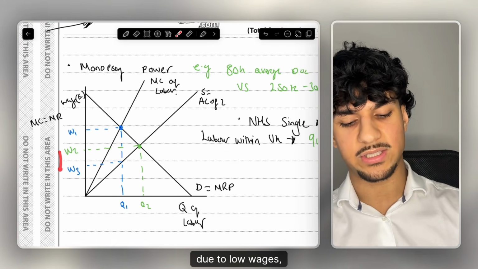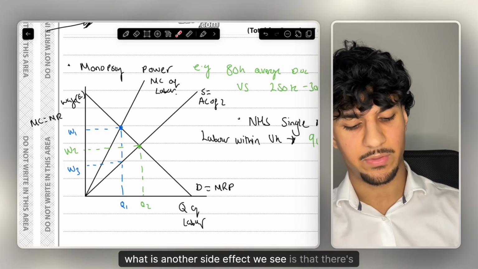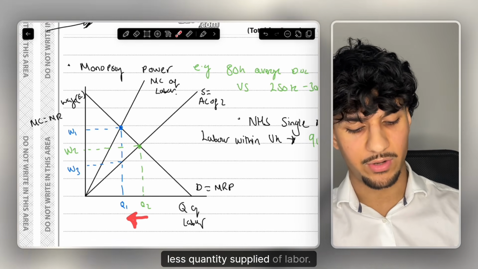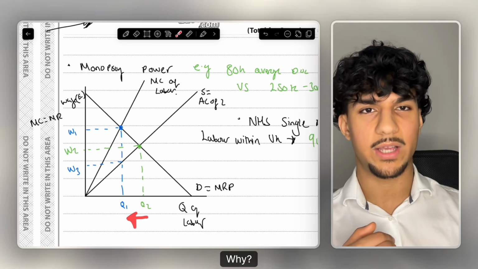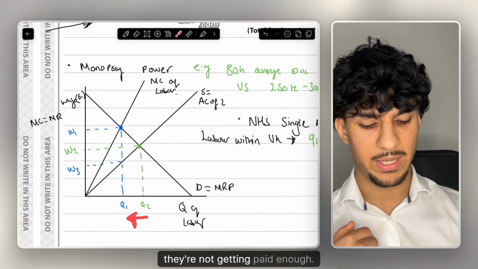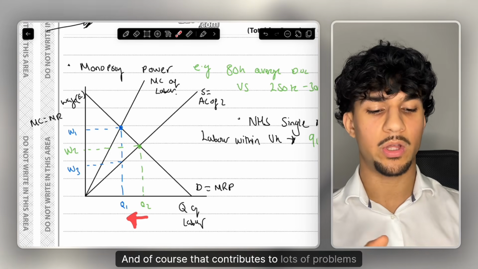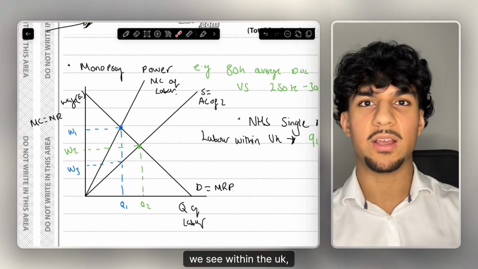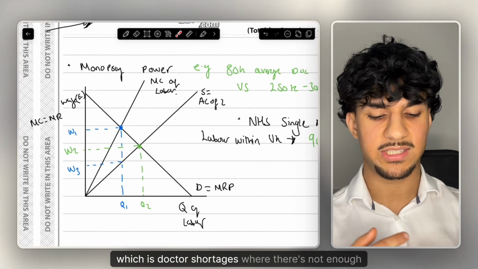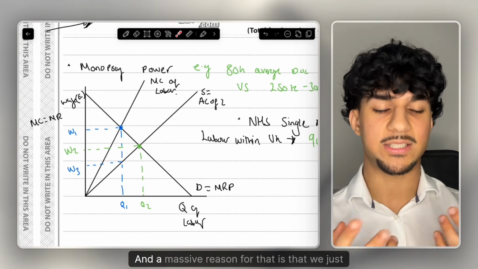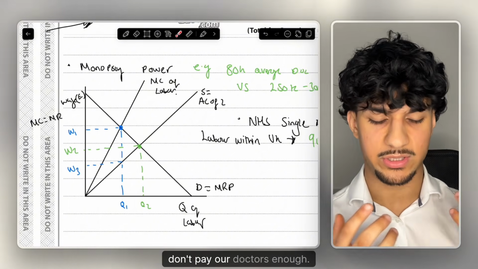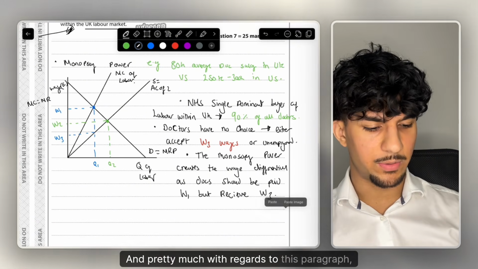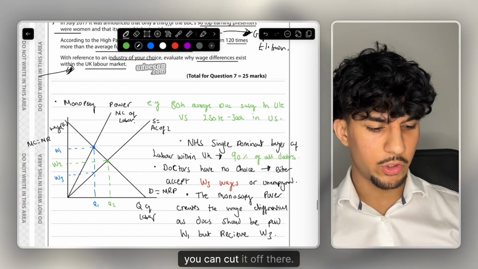And of course, due to low wages, another side effect we see is that there's less quantity supplied of labour. Doctors want to work less. Why? Since they feel like they're not valued, they're not getting paid enough. And that contributes to lots of the problems we see within the UK, a massive one being doctor shortages, where there are not enough doctors in the UK. A massive reason for that is that we just don't pay our doctors enough. And pretty much with regards to this paragraph and the question, you can cut it off there.